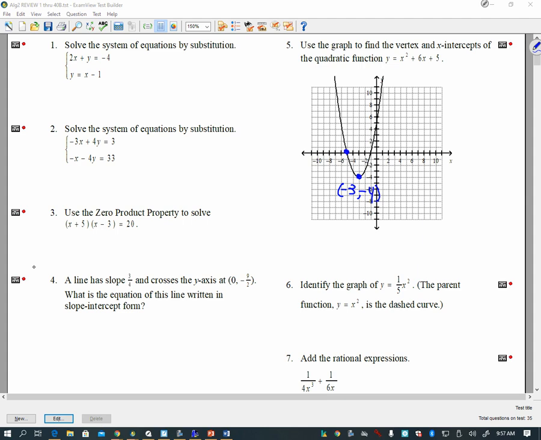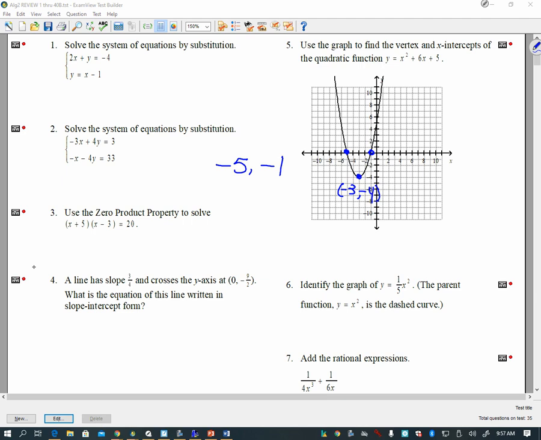I see one here and one here. Okay, they're not looking for coordinates there. They're just looking for what is the x value. So the x-intercepts are what and what? -5 and -1 are the x-intercepts.